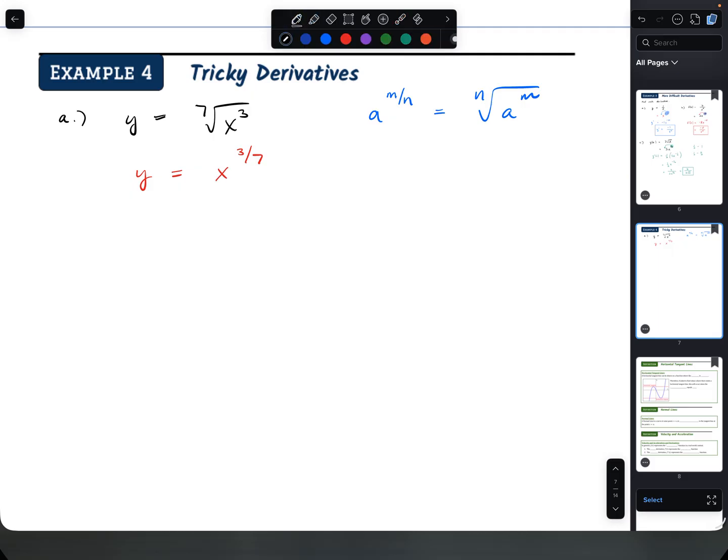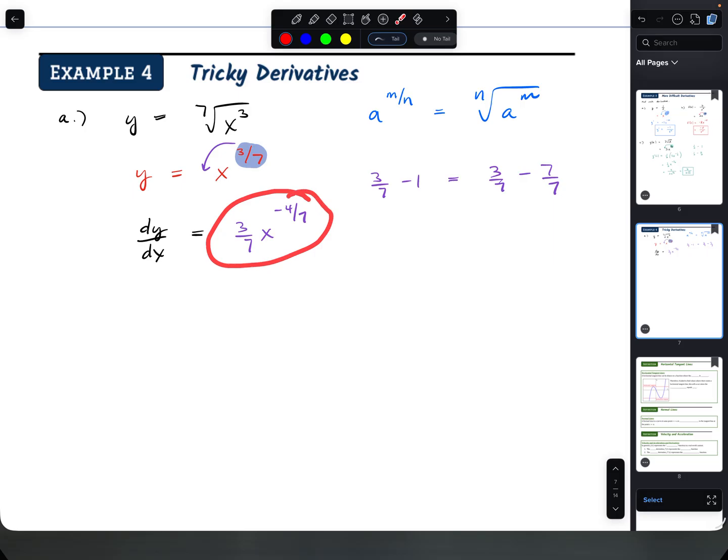Since it's y, the derivative is going to be dy/dx is equal to, take the power and bring it to the front. So then there's a 1 in the front, so 3/7 times 1 is 3/7 x to the power of 3/7. Power rule, you're going to subtract 1. So that's the same thing as 3/7 minus 7/7, which is giving me negative 4/7. Okay.